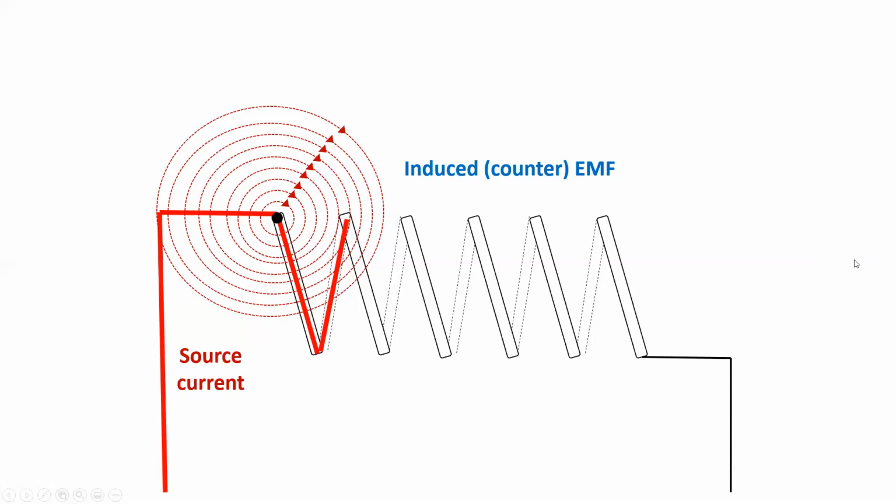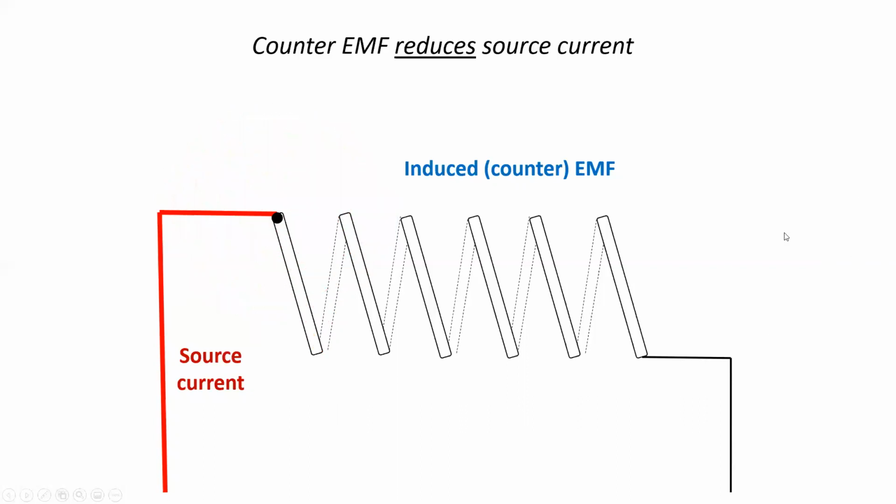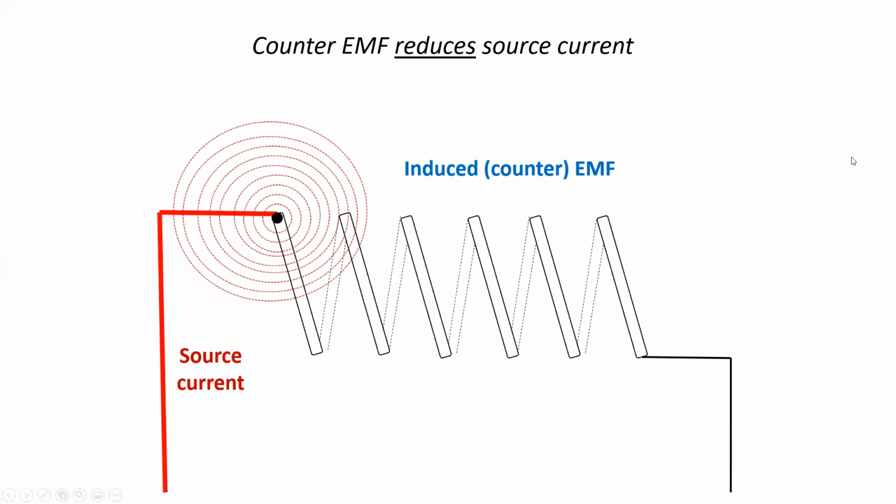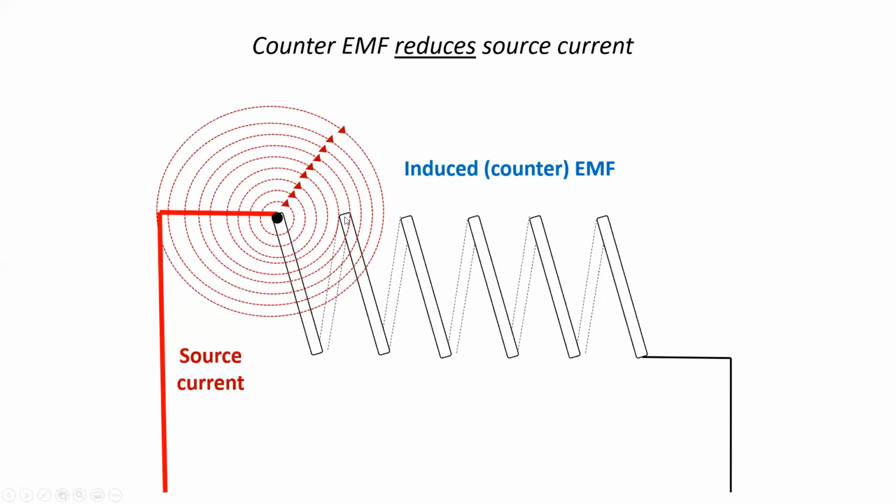Eventually, it will get rid of that counter EMF. So counter EMF reduces source current. So here's our source current, EMF expanding, cutting lines of flux on that secondary coil. That causes lines of flux to be set up in opposition to the original primary, and that means it's going to slow the main source current or reduce its value.